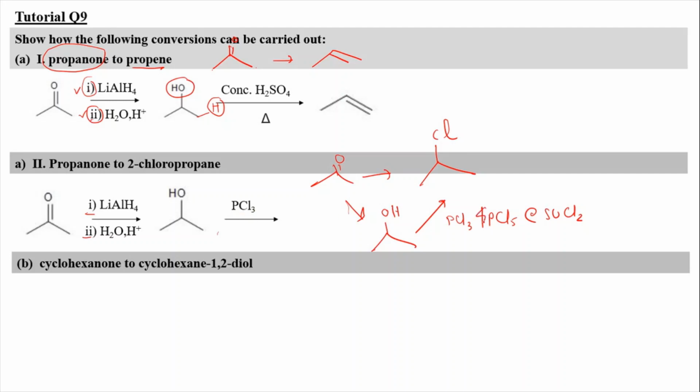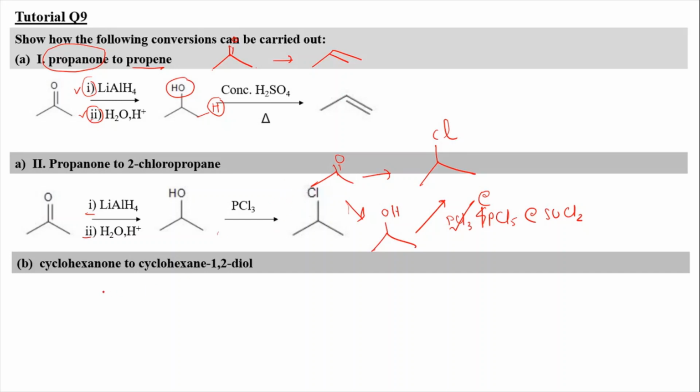Okay, so there's a lot of options. You choose one. For example, I'm choosing PCl3. So when I'm using PCl3, my OH is going to be replaced by Cl. Okay, so this is how I convert propanol into 2-chloropropane.